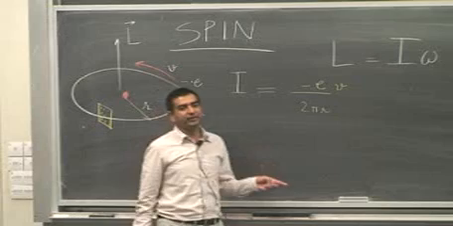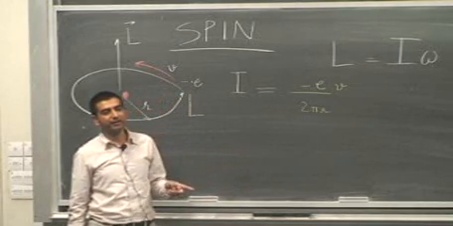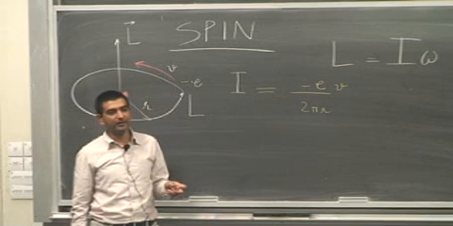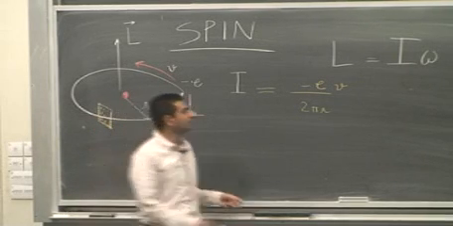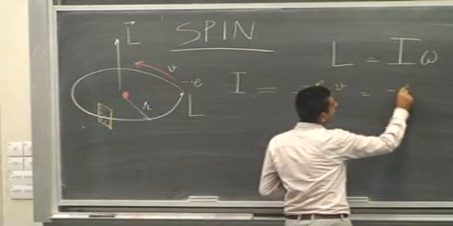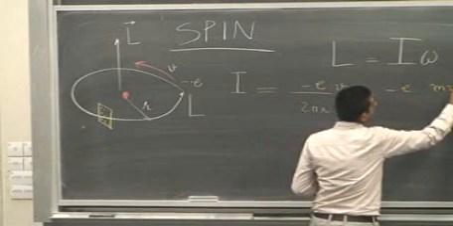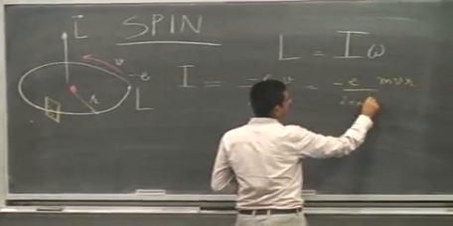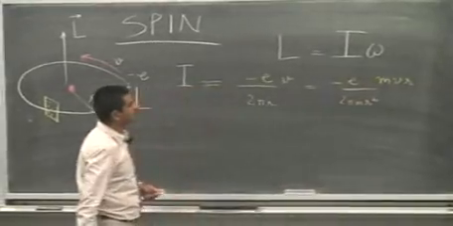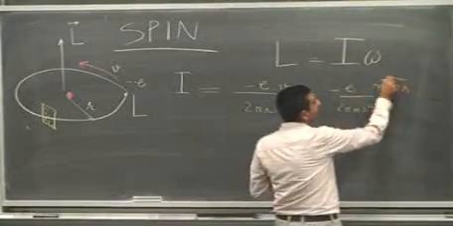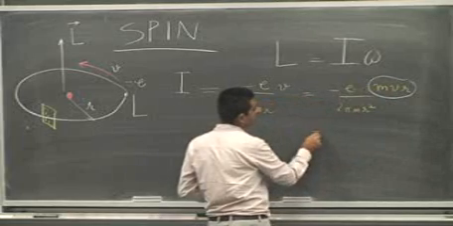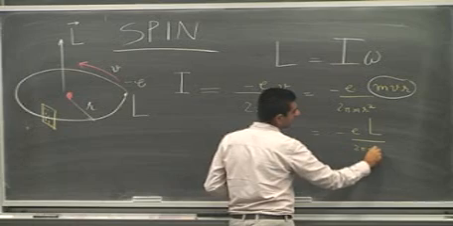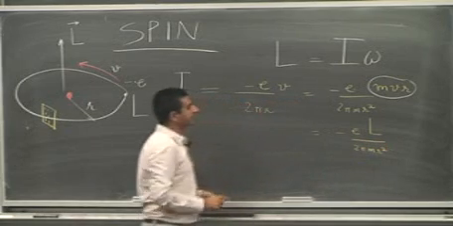Now can you write this in terms of the angular momentum? What is the angular momentum? The angular momentum is mvr. So what we need to do is write minus e mvr, and we divide by 2 pi m r squared. This term is just the angular momentum of the electron. So we have minus e times the angular momentum over 2 pi m r squared. This is the current.